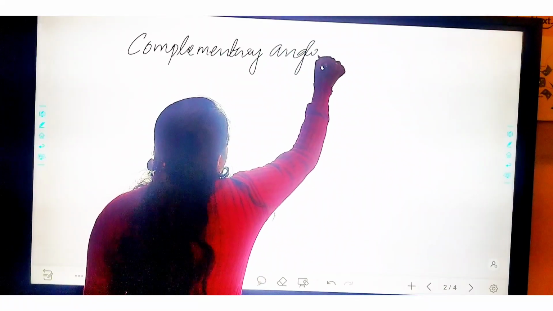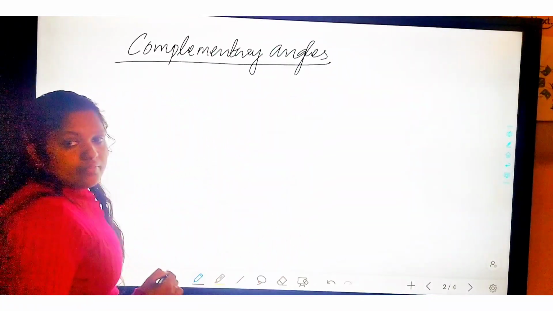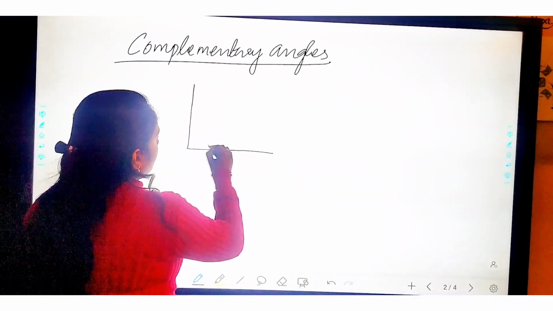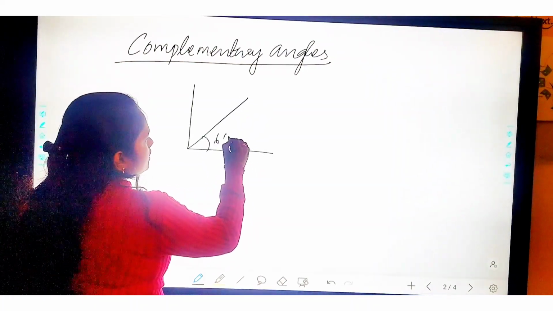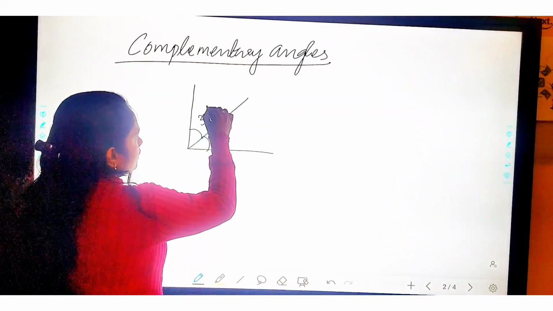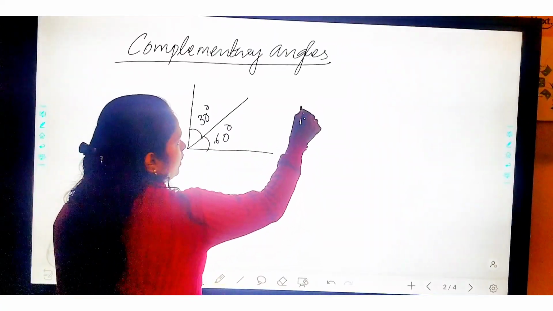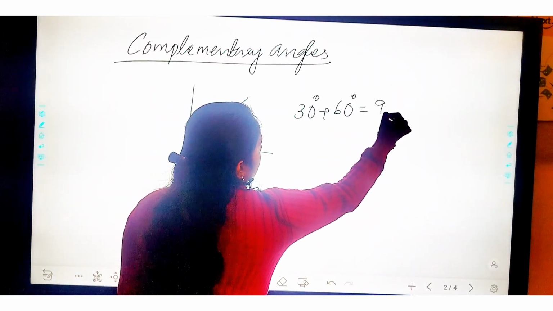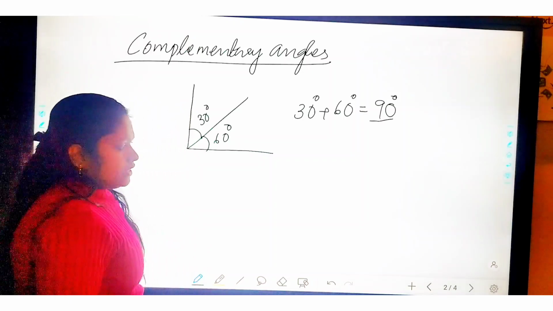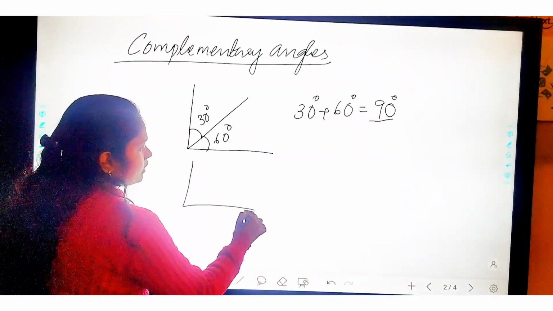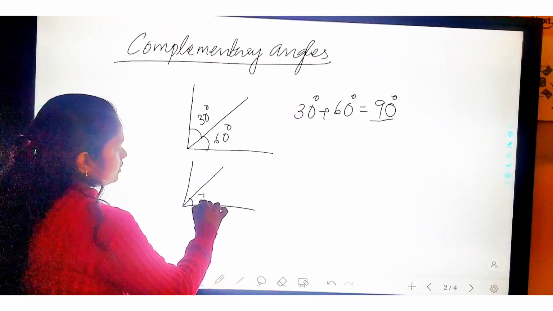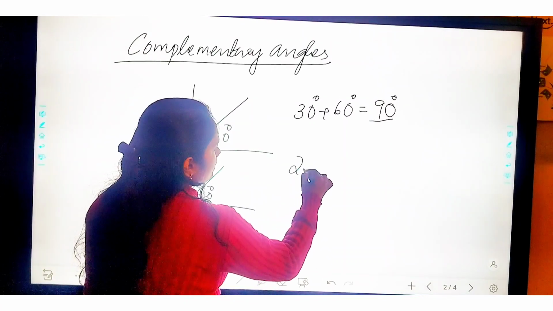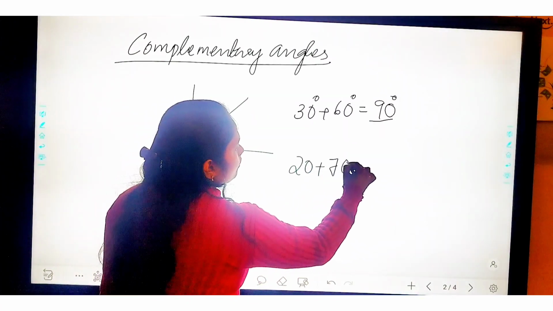Complementary. Okay, if you take any two angles, when do we say that they are complements of each other? Say there are two angles. This angle is 60 degree and this is 30 degree. I'm going to take the sum of these two angles. 30 degree plus 60 degree is equal to 90 degree. Okay, we got 90 degree. Another two angles. I'm taking another one. One angle is 70 degree, the other one is 20 degree. I'm taking the sum of these two measures. 20 plus 70 equal to 90.